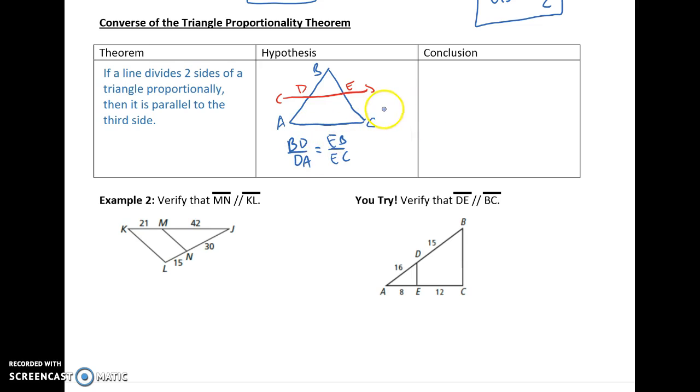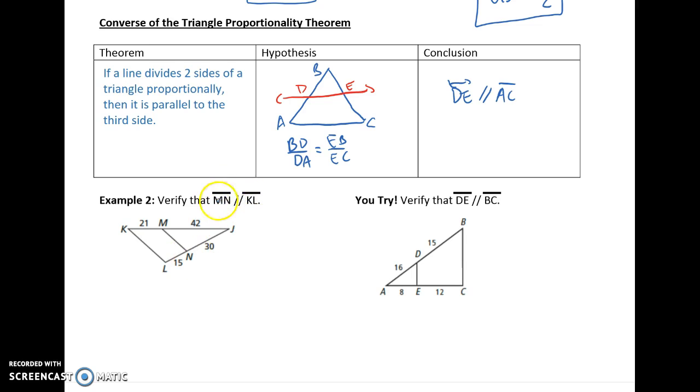So if we see that happens, then we can say that DE is parallel to AC. All right, so a big clue of when you're going to be using this is when you see example 2 type problems, where you're asked to verify that one side of the triangle, this KL, is parallel to a segment intersecting two of the sides of that larger triangle.